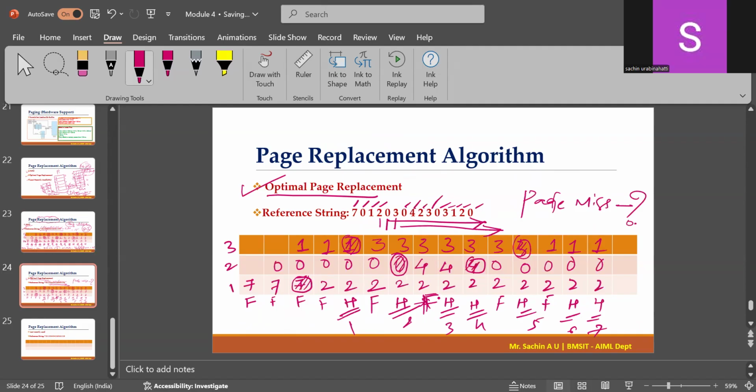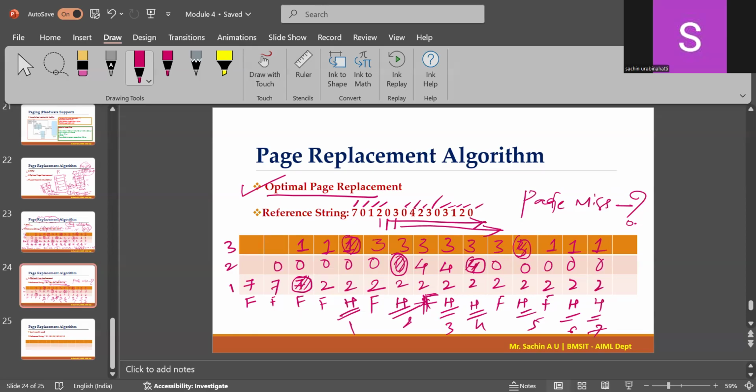So here also they may ask you to calculate the hit ratio and miss ratio. The same formula you can use, that is number of hits divided by number of references multiplied by 100. And the miss rate is also the same, number of page faults divided by number of reference strings multiplied by 100. So that is how you can calculate your hit ratio and miss ratio. Okay, so this is how you will be doing it for your page replacement algorithm.